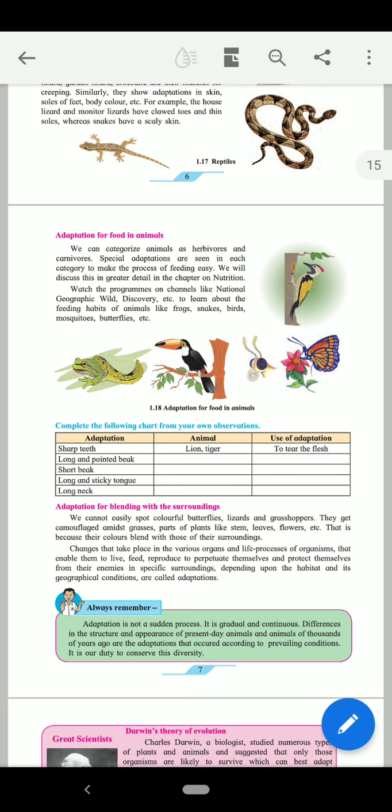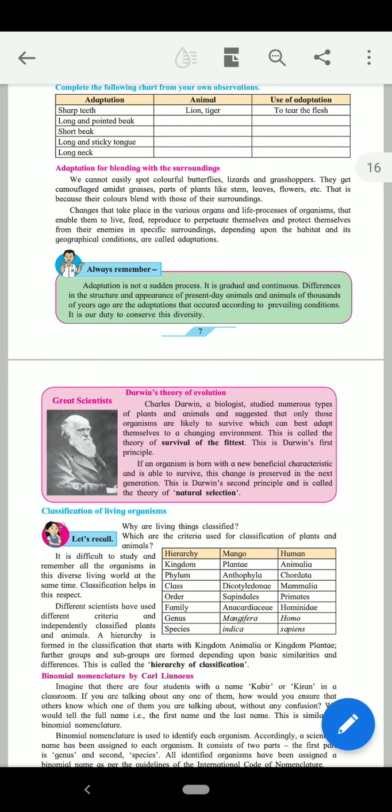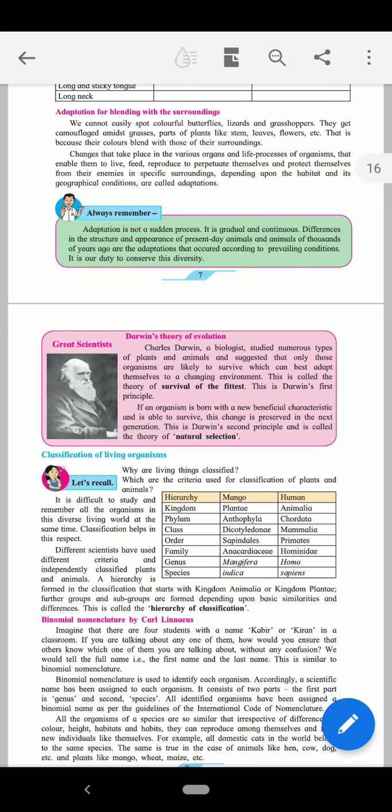In adaptation for food in animals, we saw that such adaptation is made so that their feeding gets easier. After that, we saw the scientist Charles Darwin and his two theories of survival. First we see survival of the fittest, second we have seen natural selection.